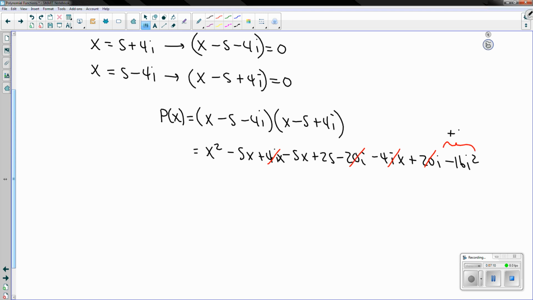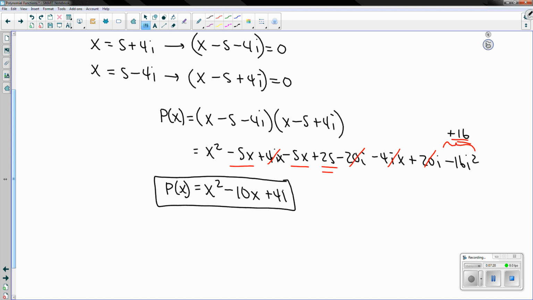becomes positive 16. And now we can combine like terms, and we'll get x squared minus 10x after combining these. And then if I combine the constants, we'll get plus 41. And now we have a quadratic polynomial with rational coefficients with those two zeros, 5 plus and minus 4i.